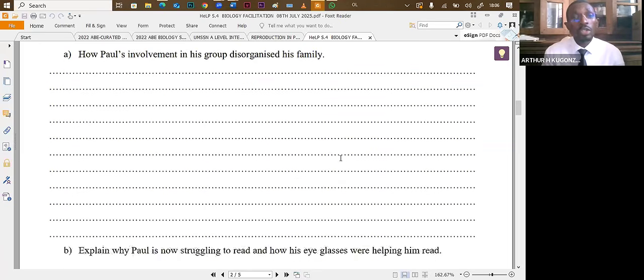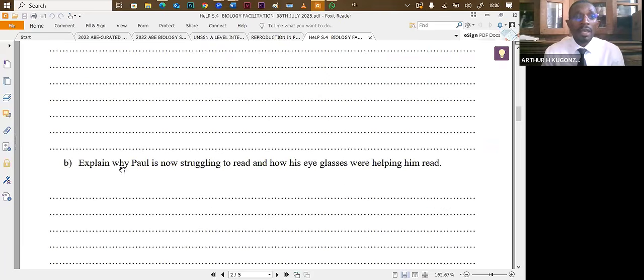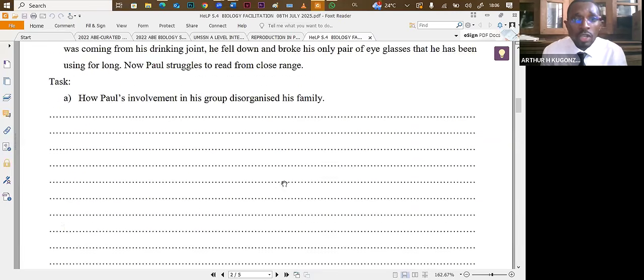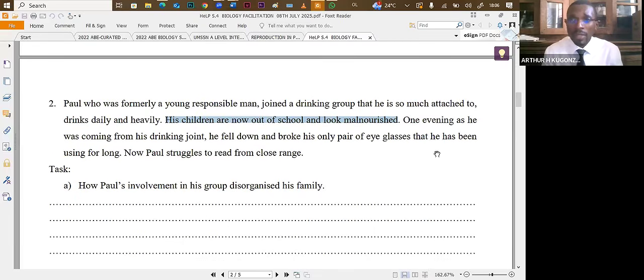Then you move on. Task B. What is task B saying? Explain why Paul is now struggling to read and how his eyeglasses were helping him. So you go back. Why Paul is struggling to read. We go into the scenario and we'll find out. They are saying on one evening as he was coming from his drinking joint, he fell down and broke his only pair of glasses. Now Paul struggles to read from close range.